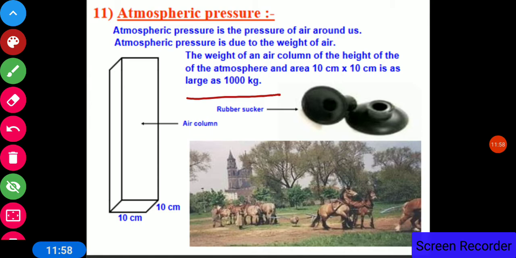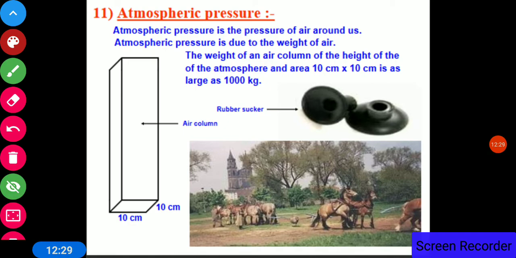So just imagine so much air pressure is exerted on your head, but you are not experiencing any pressure. Do you feel any pressure on your head? No, we do not feel any pressure on the head because it is balanced by the pressure inside our body due to the flow of blood. That is why we do not feel any pressure of the air on our head.